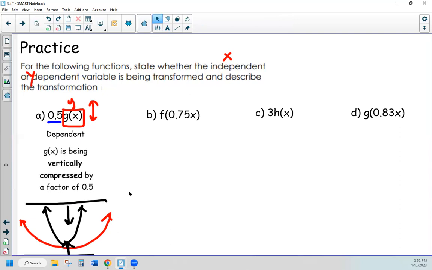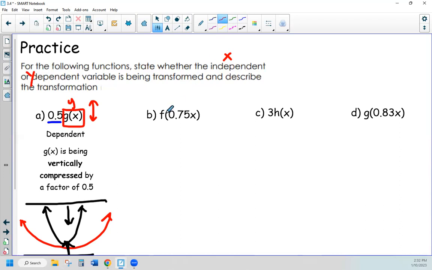Here's the professional way of writing it. G of x is being vertically compressed by a factor of 0.5. That's it. Moving on to B. I want you to try to pause it right now and try to do it on your own. I'm gonna go a little bit quicker now because it's the same thing, different numbers. All right, here we go.